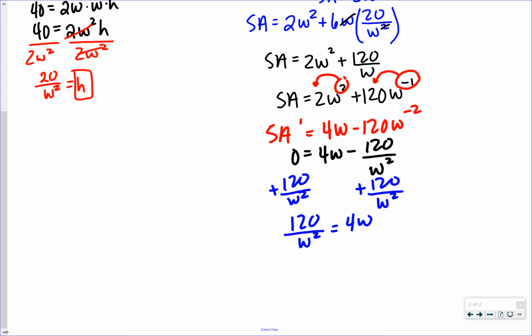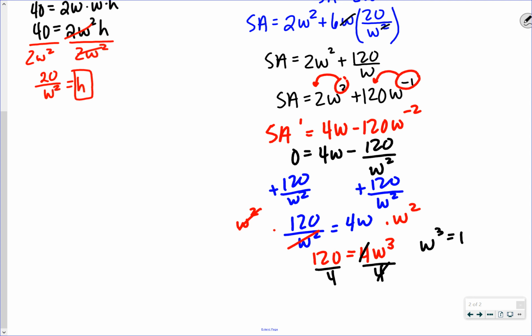I need to get that W squared out of the denominator, so multiply by it. 120 equals 4W cubed. Divide by the 4. W cubed equals 30. 30 is not a perfect cube. That's okay. You can give me a decimal. Cube root. W is, turn to your calculator. Press the math button, go down to cube root of 30, 3.1.